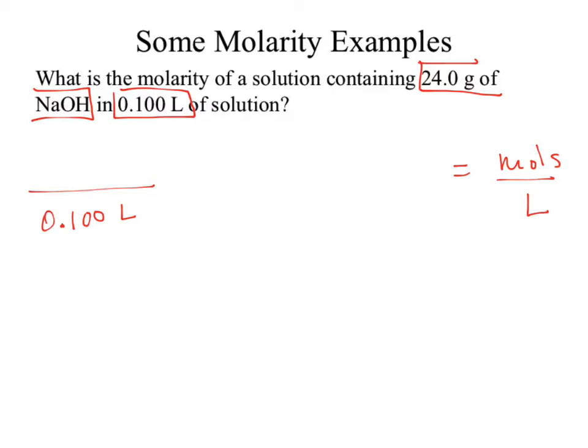Within that reporting of 0.100 liters, is there anything else in that box? Solution. So we could write solution. Is there anything else? That's it. Which means what's on top? Is 24.0 grams in the box with 0.100 liters? No. So what goes in the numerator? 1.